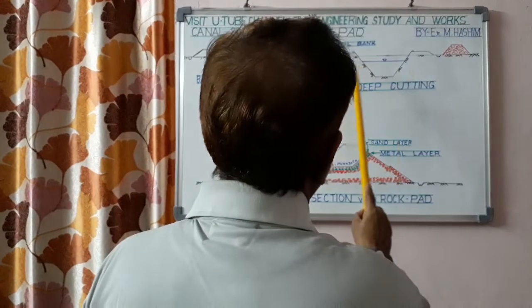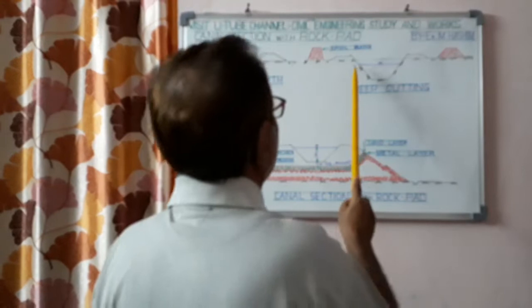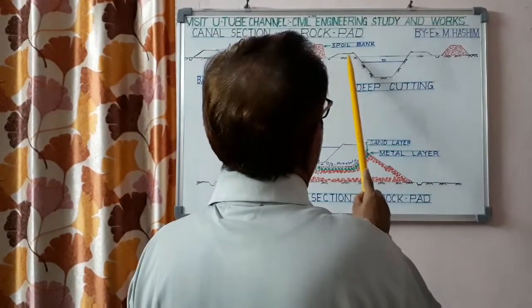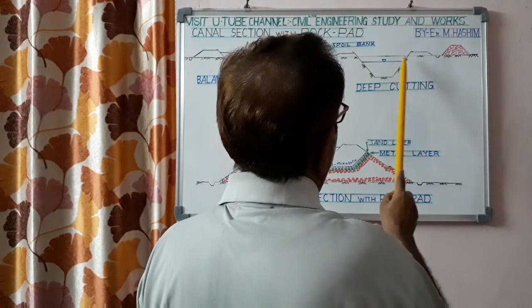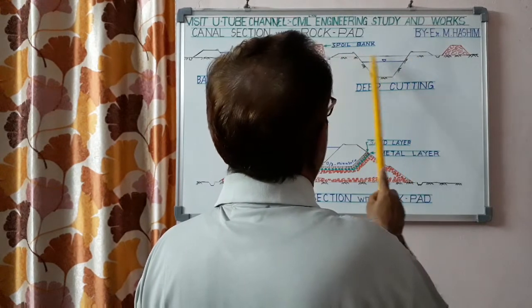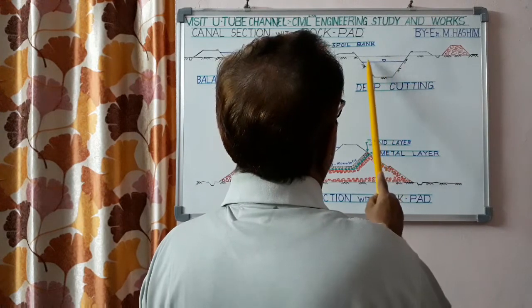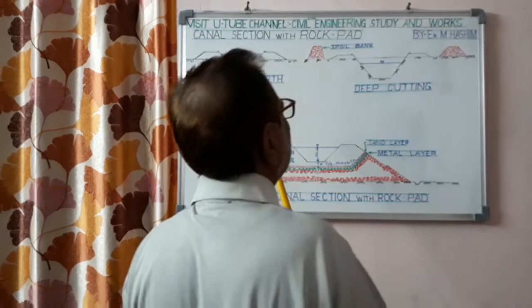available at balancing depth, somewhere it is in deep cutting. When the canal goes through the deep cutting, then minimum bank is required, because the water level in deep cutting is below the ground level, and these embankments are of minimum height, or this topsoil will be sufficient to make this embankment.